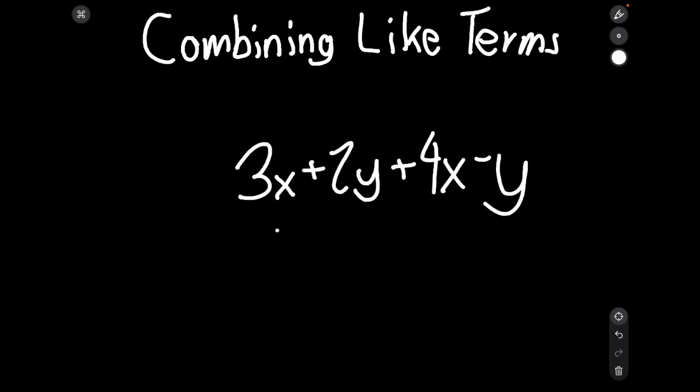For our next example, we have 3x plus 2y plus 4x minus y. We must combine the x terms first. So 3x plus 4x equals 7x. And then we combine the y terms, and they can positive 2 minus 1 equals positive 1. And we could just write that as plus y, because there's an imaginary 1 in front of it.